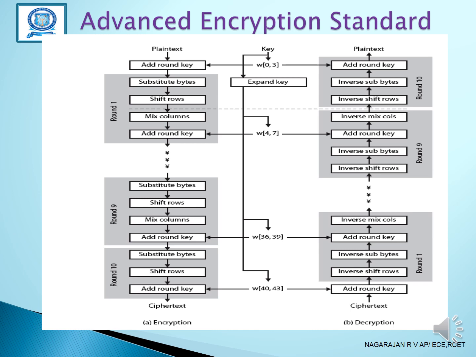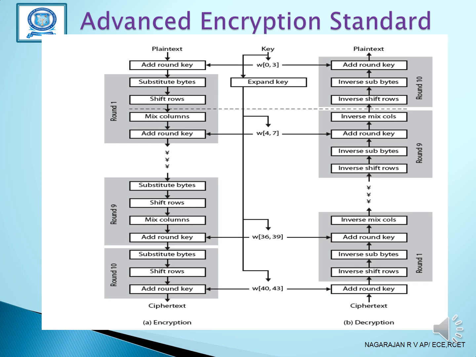This is the Advanced Encryption Standard diagram. Here the plain text is given to add round key. The add round key consists of 2 inputs: one is the plain text and another one is the key from words 0 to 3. The output of the add round key is given to substitute bytes, and substitute bytes is given to shift rows. These are under round 1. So substitute bytes, then shift rows, then mix columns, and then add round key. So these are round 1.